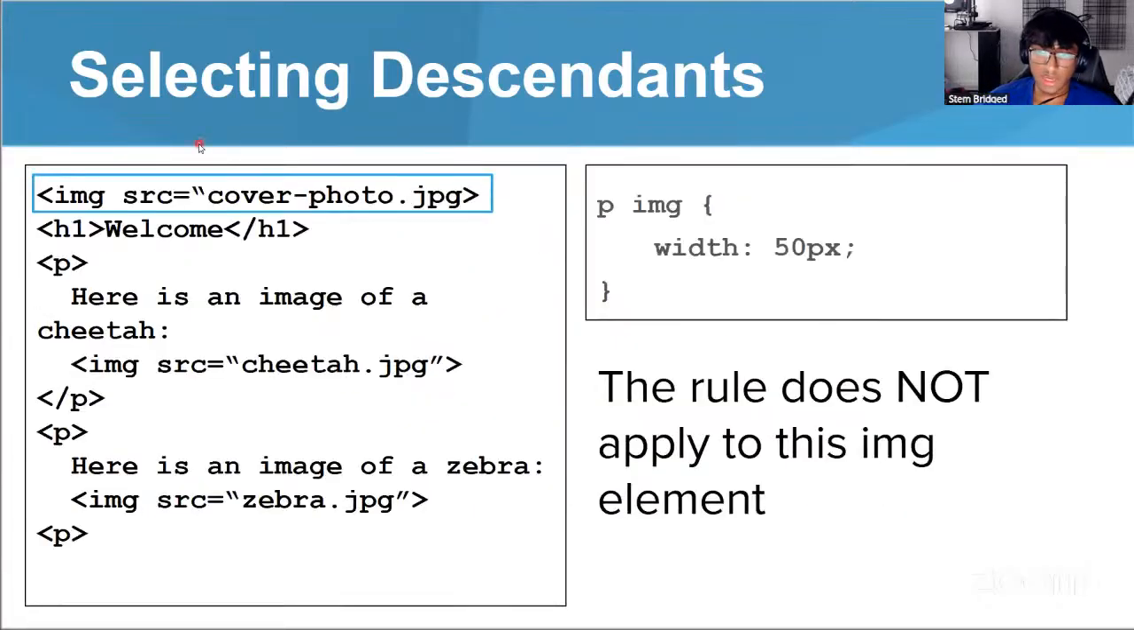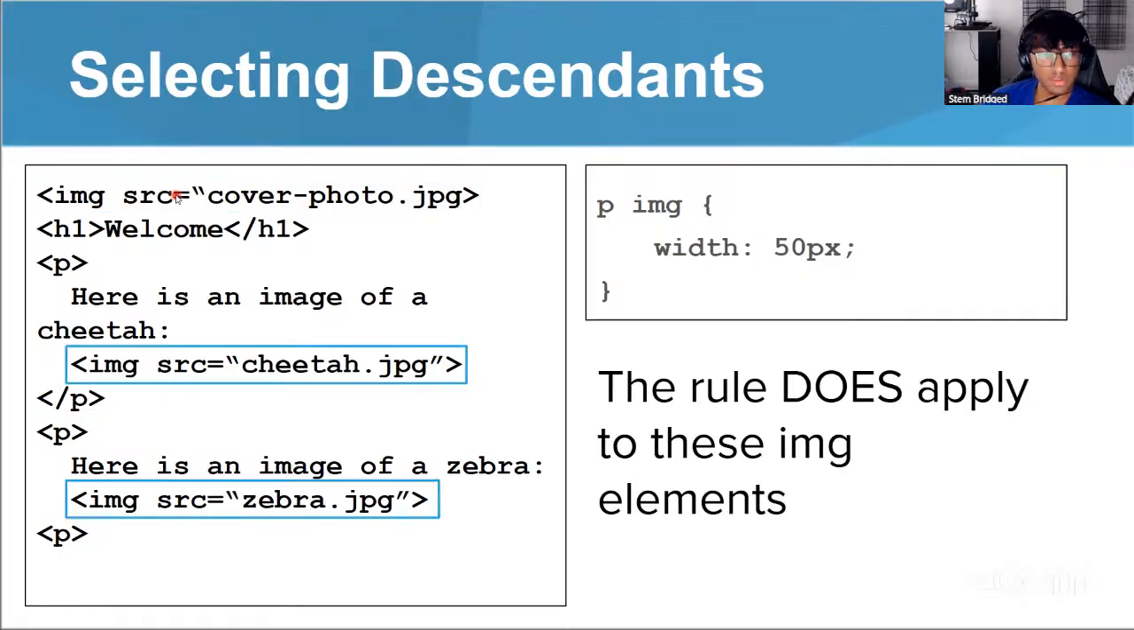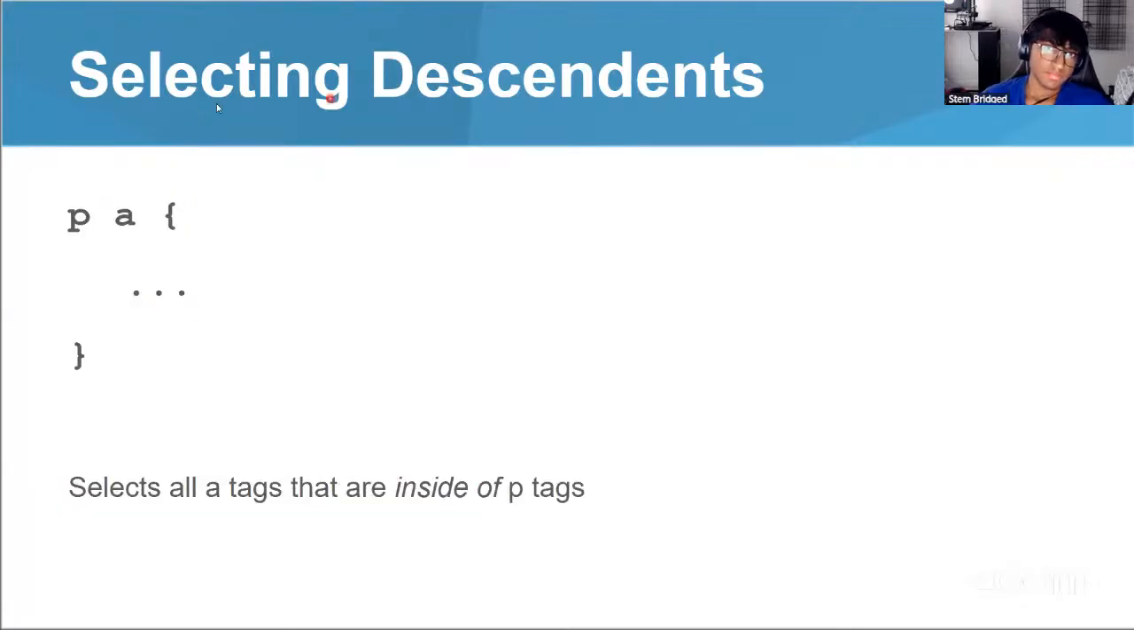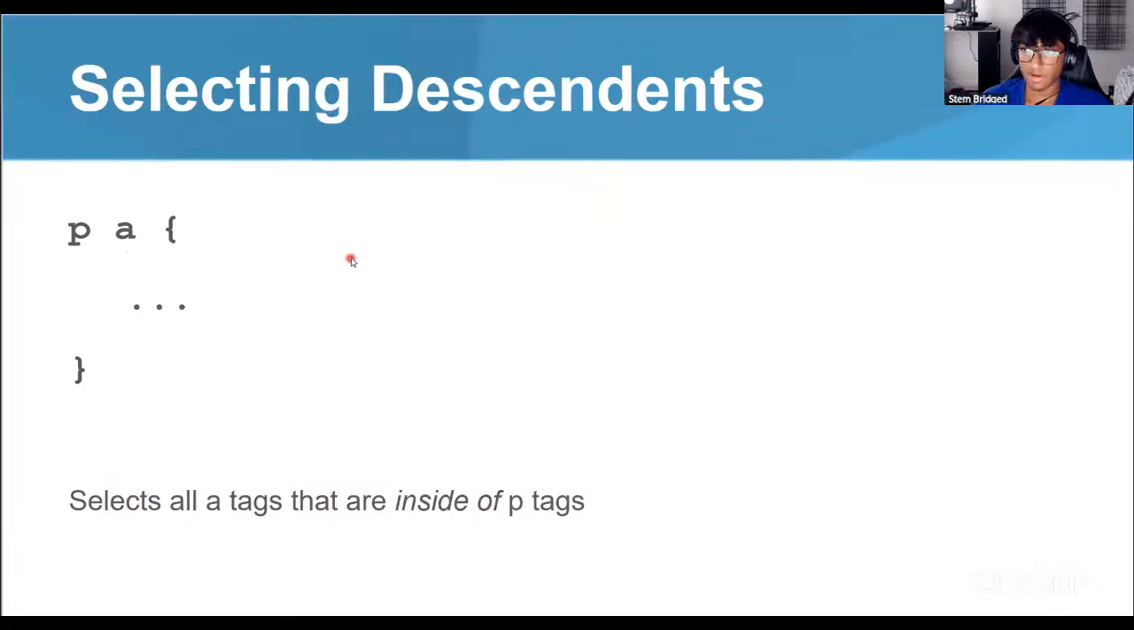So this rule does not apply to the image element, right? It does not apply to this image element because this image element is not in a paragraph tag. It's outside of a paragraph tag. But these two are going to be applied because they are inside of a paragraph tag. So this one is a link that is inside of a paragraph tag, right? So it's only going to apply to links that are inside of paragraph tags.